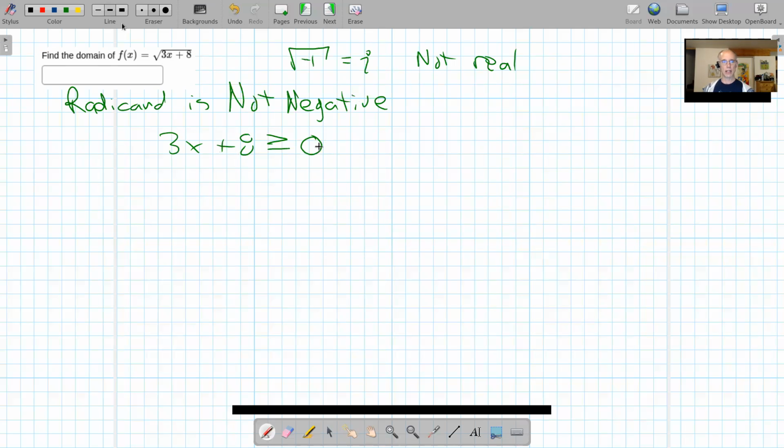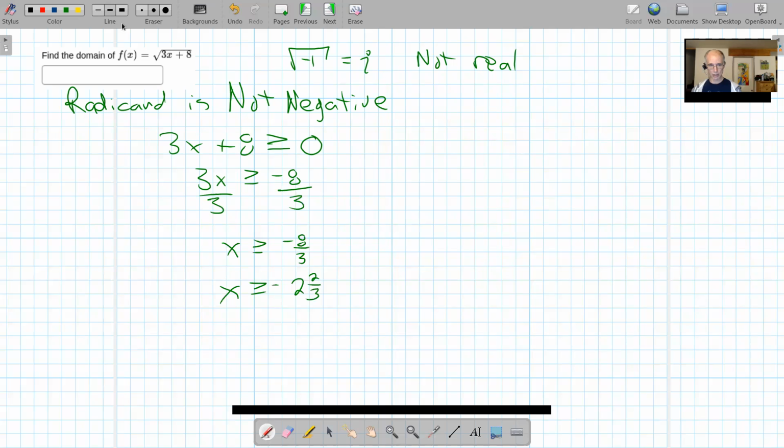So I would subtract 8 over and divide by 3. Oops, not -3, sorry. And dividing by a positive, subtracting a number to the other side is fine. If you multiply or divide by a negative number, you have to flip the inequality. Not the case here. So x is greater than or equal to -8/3. Let's see, 3 goes into 8 twice with 2 remaining. So any number greater than or equal to -2 2/3.